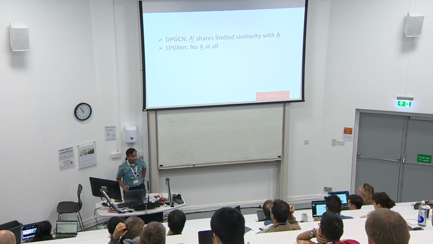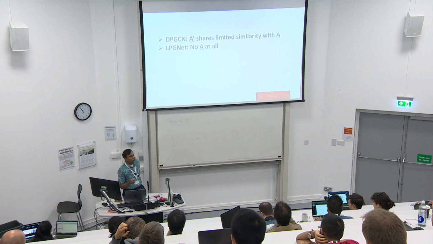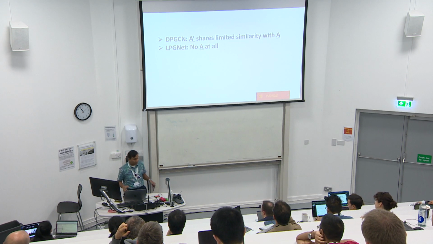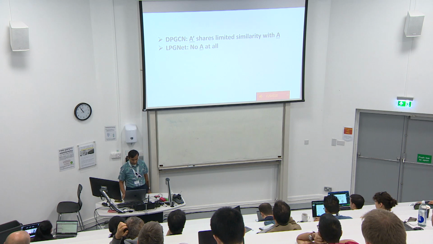And so, in the case of LPGNet, basically they don't use an adjacency matrix at all. They use sort of clustered graphs. Again, you see the details in the paper.